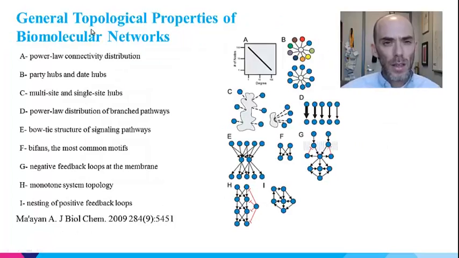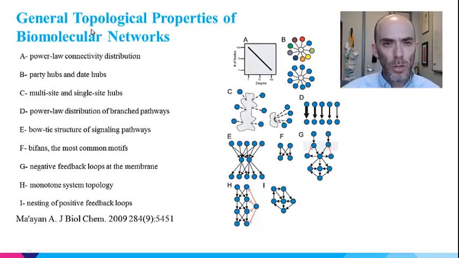So this is it for this particular segment. And if we go over those network properties that I just discussed, again, we noticed a power law connectivity distribution in many of the molecular networks. There are party hubs and date hubs, and they match the multi-site and single-site hubs.